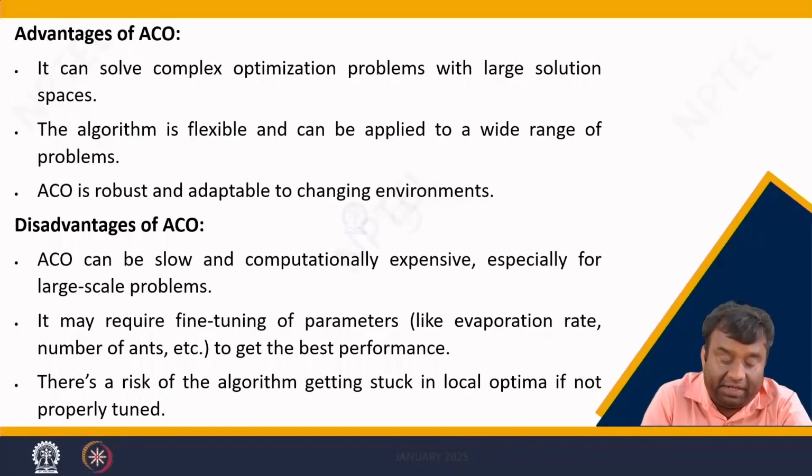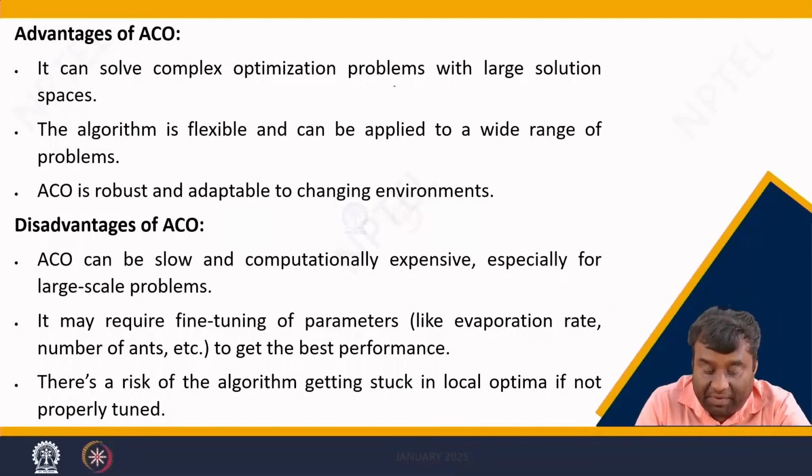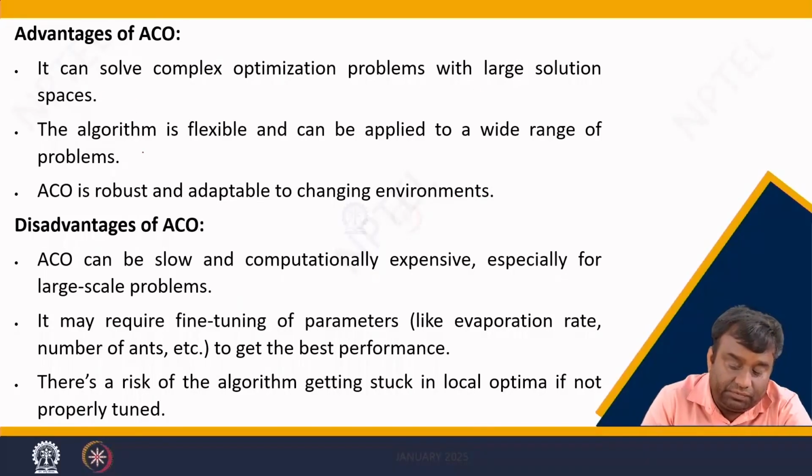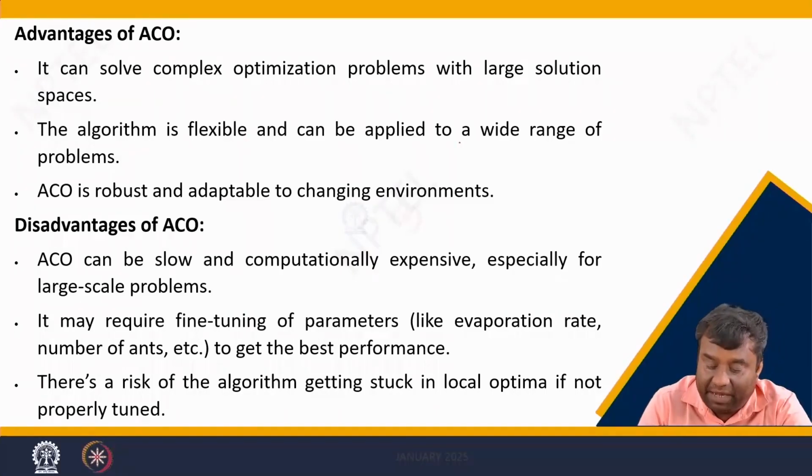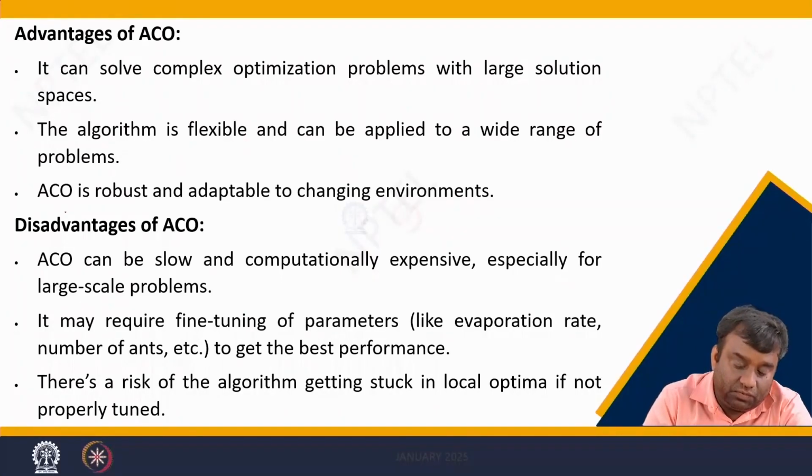Advantages of ant colony optimization. It can solve complex optimization problems with large solution spaces. The algorithm is flexible and can be applied to a wide range of problems. It is robust and adaptable to changing environments. Disadvantages of ACO: ACO can be slow and computationally expensive, especially for large-scale problems. It may require fine-tuning of parameters like evaporation rate, number of ants, etc., to get the best performance. There is a risk of the algorithm getting stuck in local optima if not properly tuned.